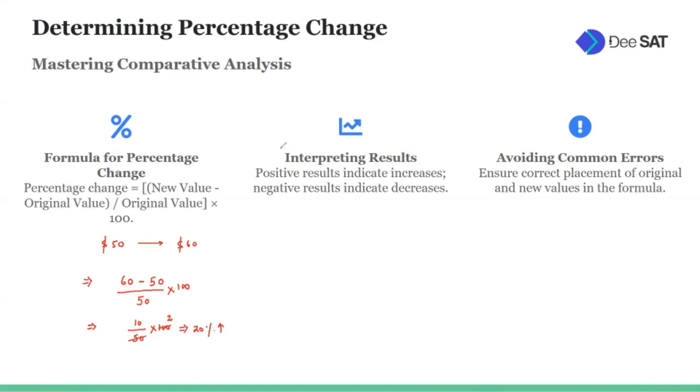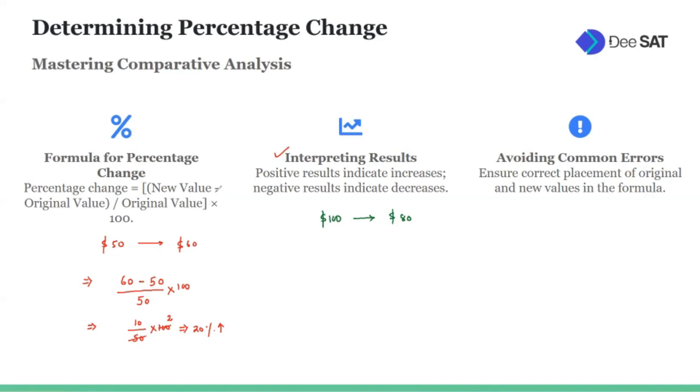Interpreting the results. A positive result means an increase, while a negative result means a decrease. Definitely, whatever results we have generated so far are positive. Let's work with an example that generates a negative result. For example, the value drops from $100 to $80. Now, in this case, a decrease is happening. So what is the percentage change?